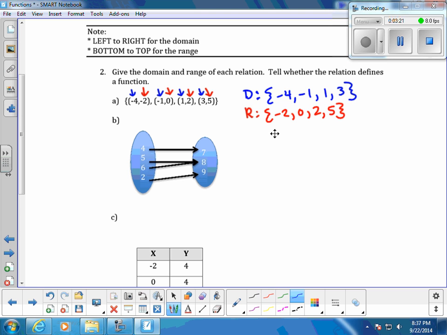Okay, we're going to do the same thing. Do the domain values, and then this is your range values, so we just list them. The domain is going to be 4, 5, 6, and 2. Your range is going to be 7, 8, and 9. Very basic.